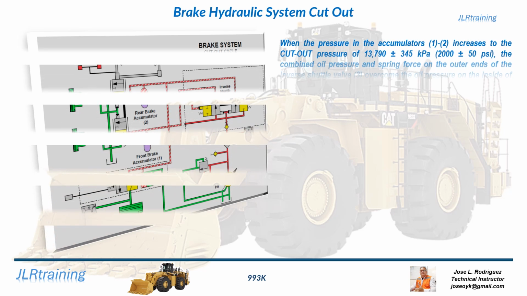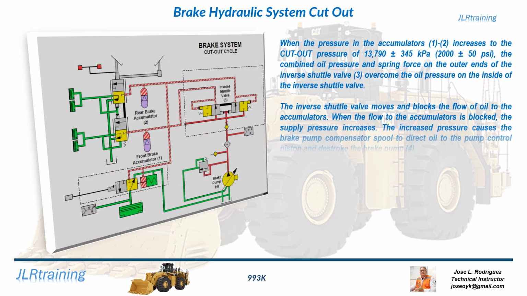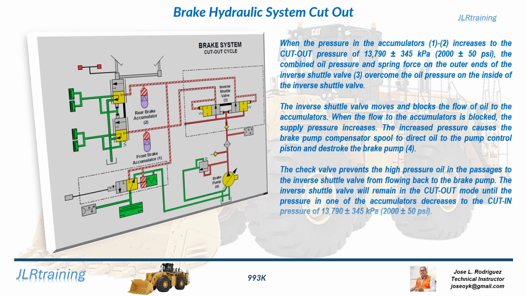Brake hydraulic system cut out. When the pressure in the accumulators, 1, 2, increases to the cutout pressure of 13,790 ± 345 kilopascals, 2,000 ± 50 psi, the combined oil pressure and spring force on the outer ends of the inverse shuttle valve, 3, overcome the oil pressure on the inside of the inverse shuttle valve. The inverse shuttle valve moves and blocks the flow of oil to the accumulators.